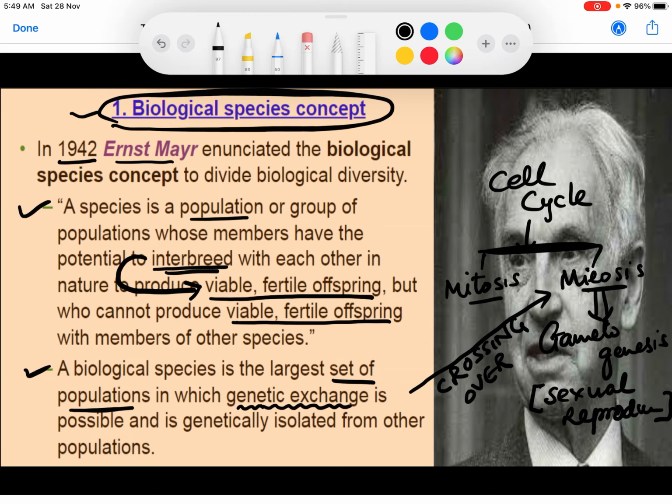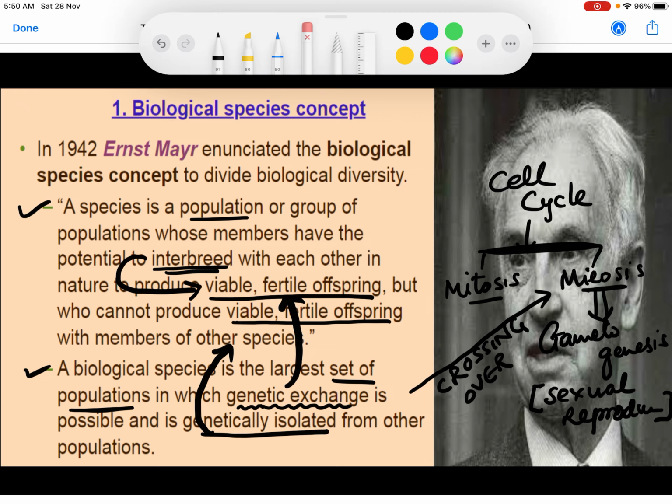Ready? So, genetic exchange is possible and the population is genetically isolated from other populations. Why genetically isolated from other populations? Because they are not reproducing with the other species. And why can they exchange the genetic material? Because they engage in the sexual mode of reproduction within the members of the same group. So that's the first concept, known as the biological species concept.